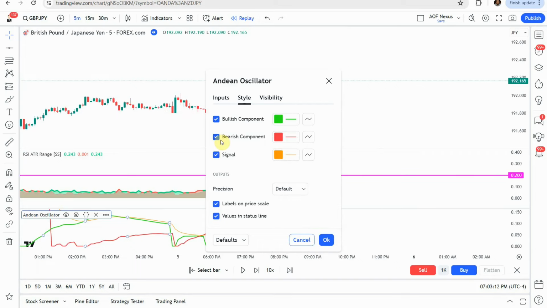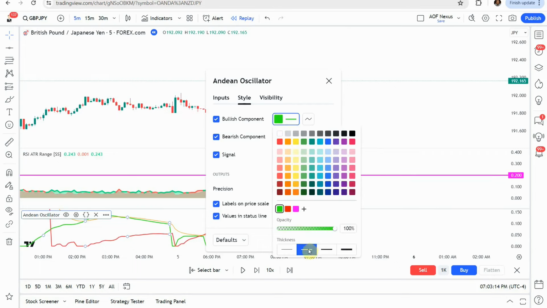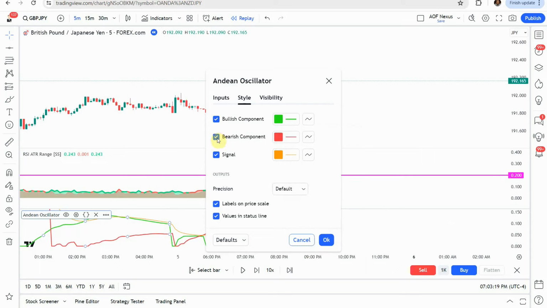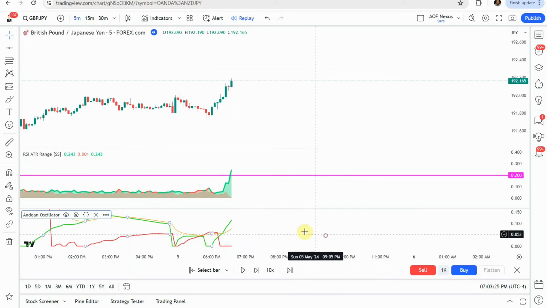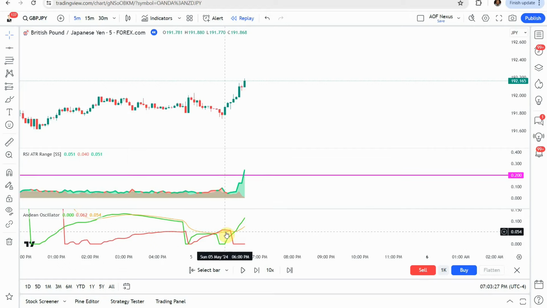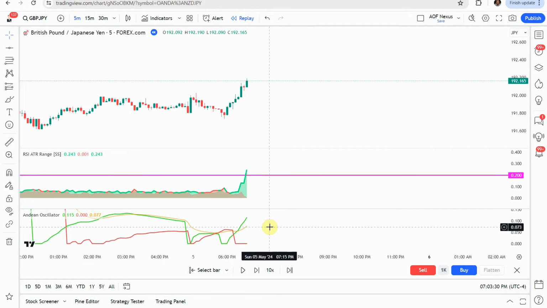It's up to you if you want to do this. You don't necessarily have to, but go ahead and bump up the line weight at least so that way it's a tad bit easier to see. Under the bearish component, we're going to do the same thing. Change it to a more vibrant red if you wish, but bump up the line weight so again, it's a tad bit easier to see in contrast to the smaller orange line.